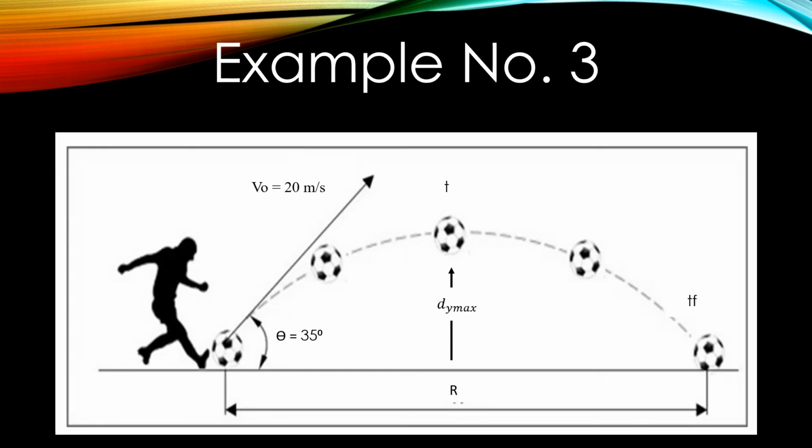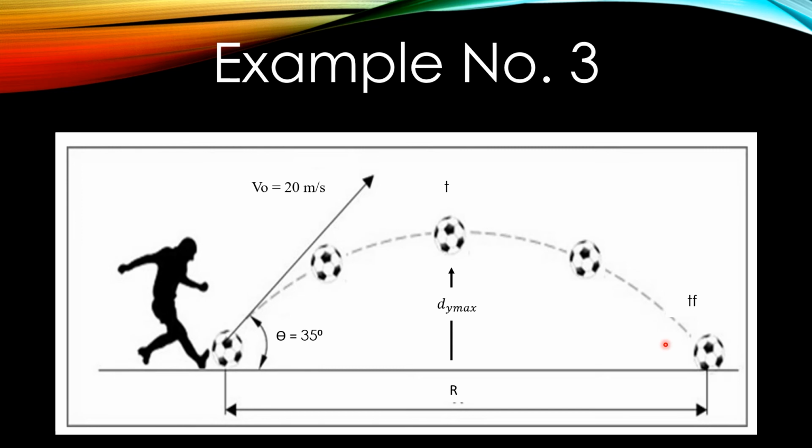Let's visualize the context using this illustration. We have the given initial velocity, which is equal to 20 meters per second, and the angle, 35 degrees. We are looking for the maximum height attained by the object, the time in which the object reached the maximum height, and the time of flight, which is related to time symmetry.